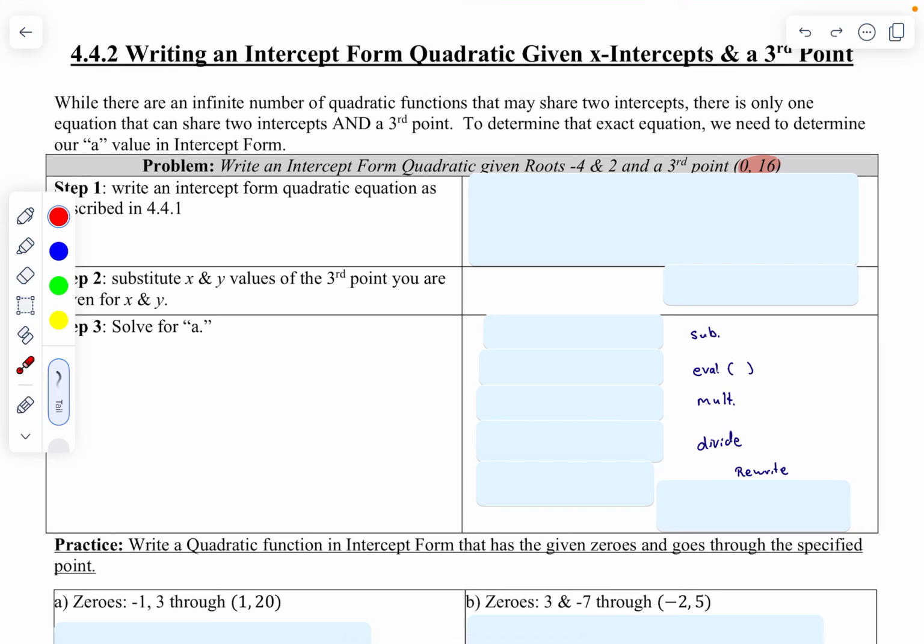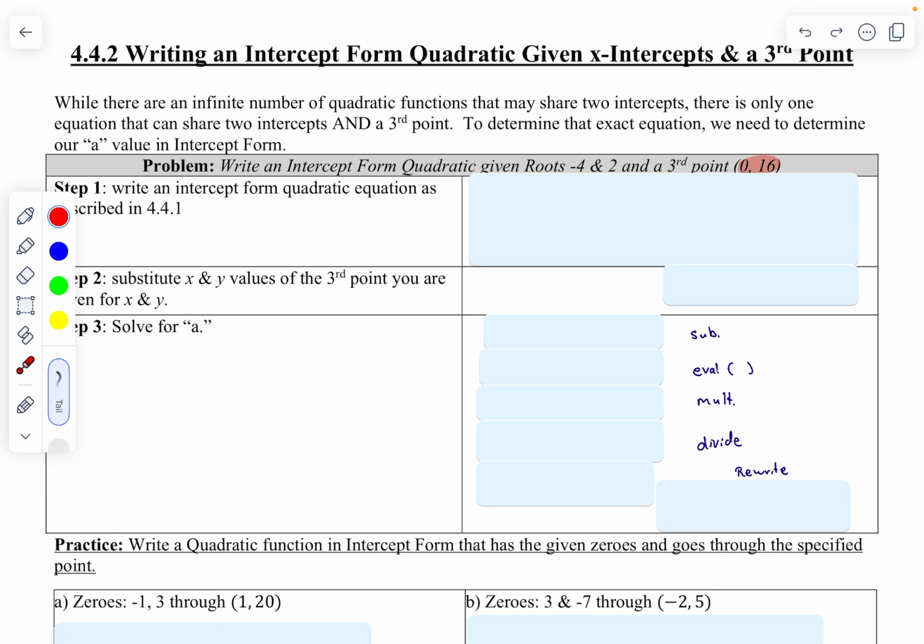Welcome back. Today we're looking at chapter 4, section 4.2, writing an intercept form quadratic if we are given the x-intercepts and a third point. So we're really building off of what we did in 4.4.1. If you don't remember, I'd say go back and take a look at that video because we're just going to assume you can do that here.